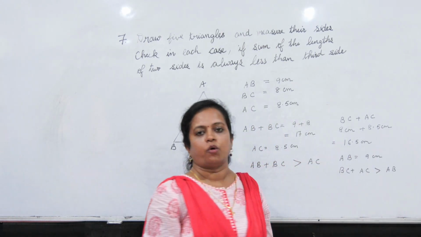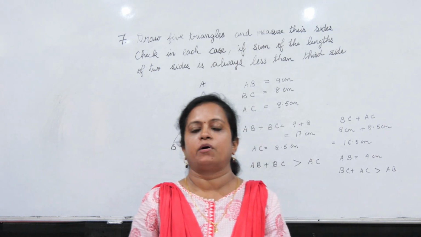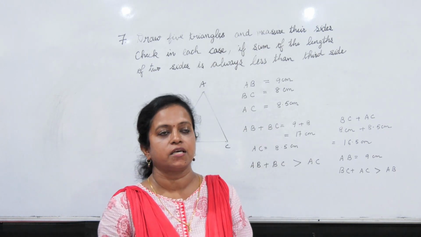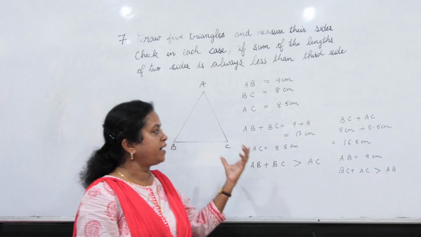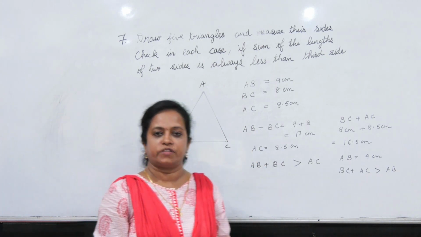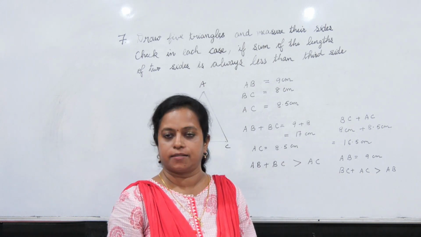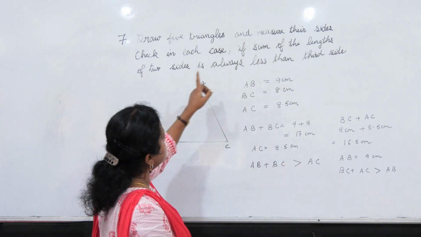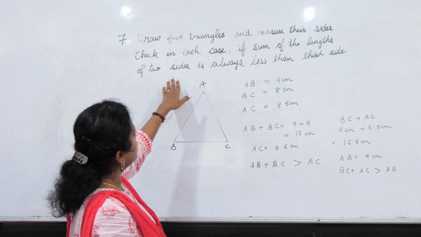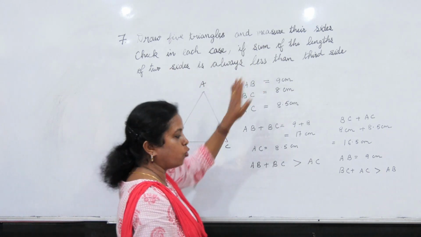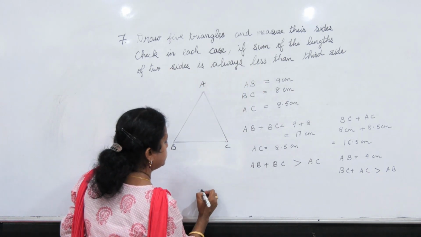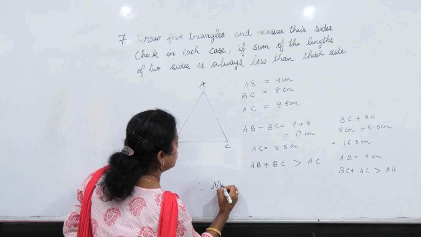This is one of the properties that you are going to learn about triangles in your higher classes, which says that when you add any 2 sides of a triangle, the sum will always be greater than the third side. So here the question was, is the sum of the lengths of 2 sides always less? No. Therefore, the answer will be no.